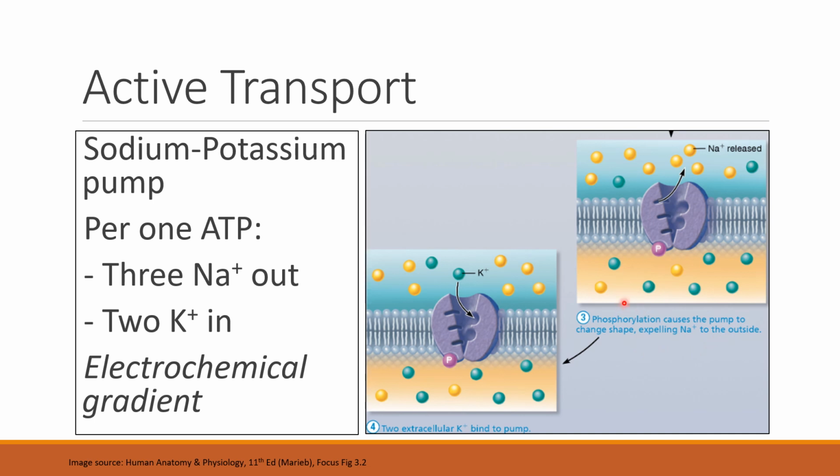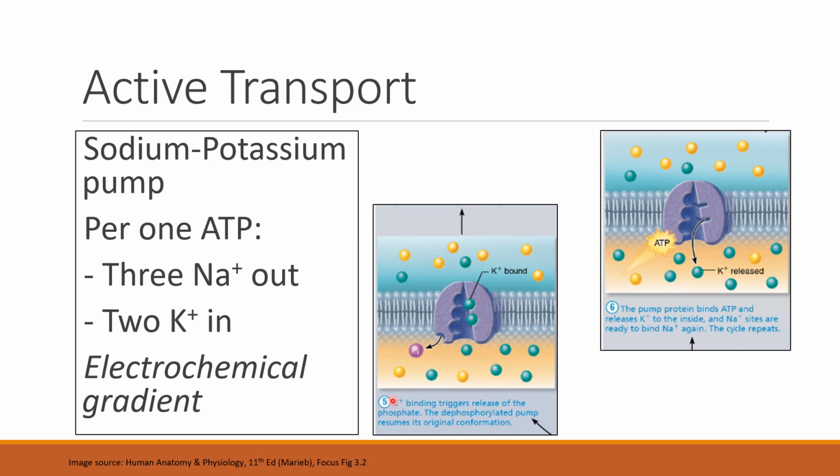Next, that phosphorylation causes the pump to change shape, opening it up like this. You see now the sodium goes out to the outside. These little yellow dots, the sodium, will go to the outside, and that's a result of that phosphorylation event right there. Now the pump is open. Potassium, these little green dots, will now bind to the inside of the pump here. Two potassiums will bind into there.